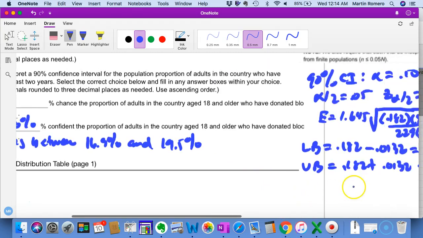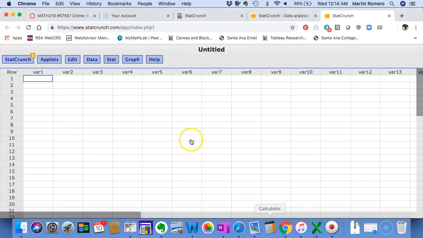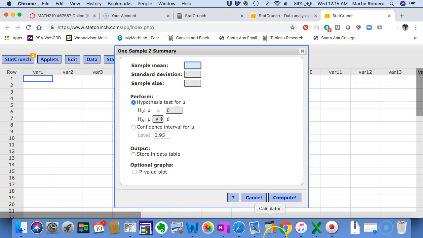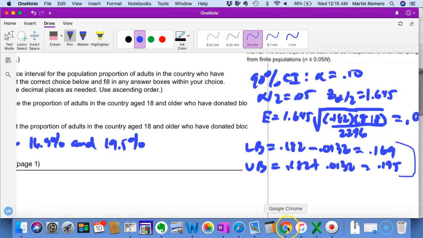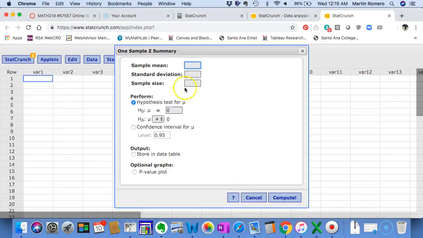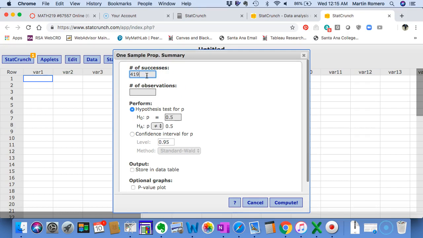Now, there's a way to also do this in StatCrunch. For 9.1, you will be asked to do some of these calculations by hand, and there's a way to check a more precise answer in StatCrunch. We go to Stat, Proportion Stats, One Sample, With Summary. What we had was the summary data, 419 out of 2296.